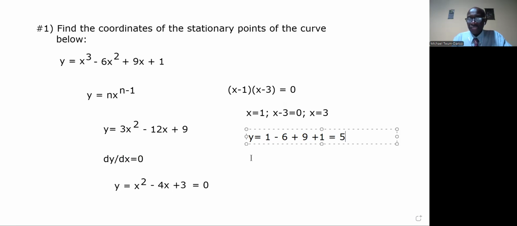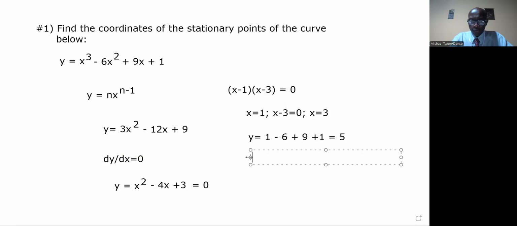Kevin, I hope you have it. Let me know if you have any questions. You want to know why I'm substituting x equals 1 into the curve y? Yeah, because they are stationary points and you have to find both coordinates, x and y coordinates. So I hope that answers your question.